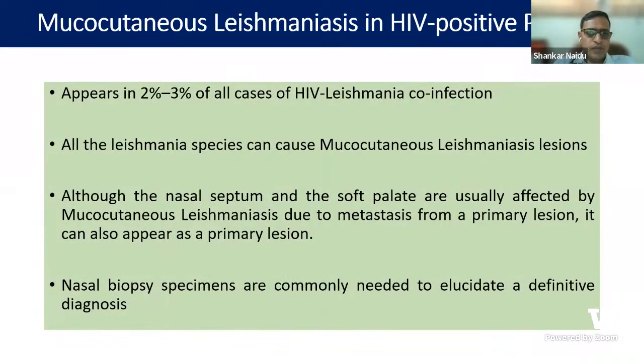Mucocutaneous leishmaniasis is another rare form, seen in about 2 to 3% of all cases of HIV-leishmania co-infection. All the Leishmania species can cause mucocutaneous leishmaniasis. The typical involvement would be of the nasal septum and soft palate. These might be seeded secondary to infection present somewhere else in the body, or these can be the primary lesions in these patients. And for the diagnosis, a nasal biopsy specimen is commonly needed to establish the definitive diagnosis.